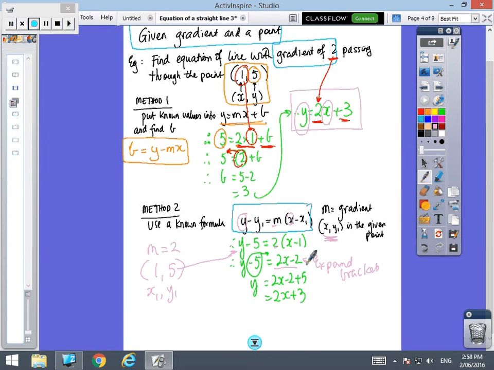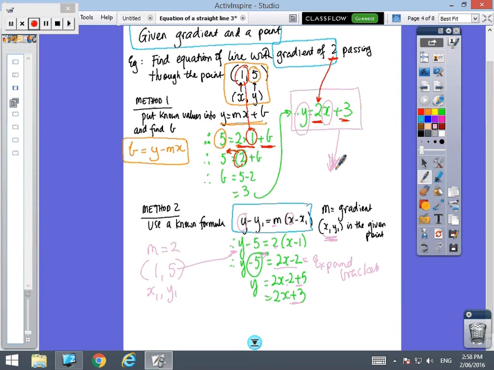You expand the brackets. Okay, so the brackets are expanded, and then minus 5 comes across and becomes plus 5, and then minus 2 plus 5 is positive 3, and it's the same answer that we got previously, so it had to be. So I don't mind which way you do it. Method 1 is just use y equals mx plus b all the time, and method 2 is there is a formula, y minus y1 equals m bracket x minus x1. So it just depends on which way you want to go.